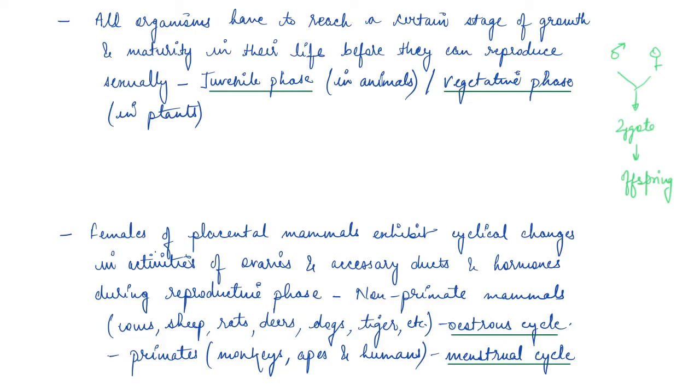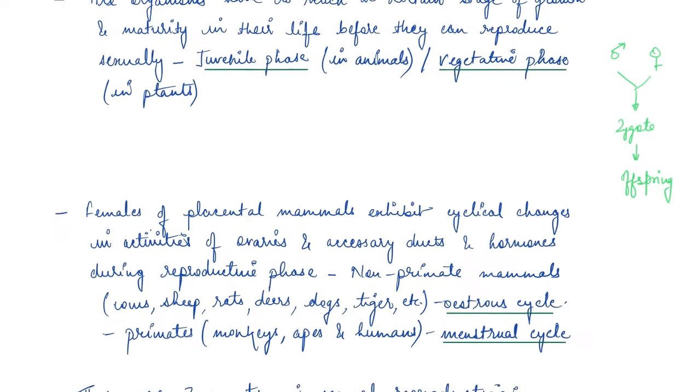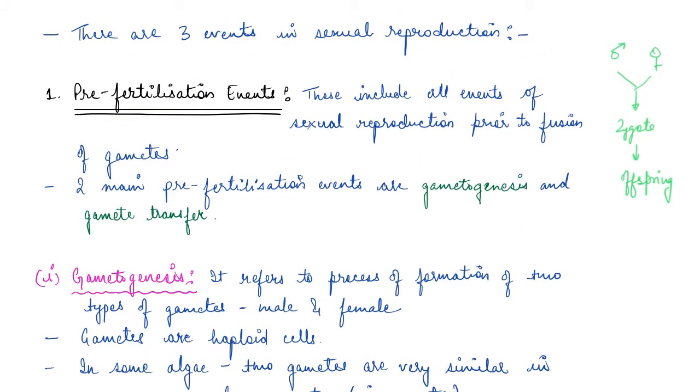Okay, so once you attain that maturity and growth so that you can reproduce, all sexually reproducing organisms exhibit different events and processes that are very similar, so that they can reproduce. There are several events and processes which are involved in sexual reproduction. Now what are these processes? Basically, there are three events involved in sexual reproduction. The first one is the pre-fertilization event. Then the second one is the fertilization event, and the third is the post-fertilization event.